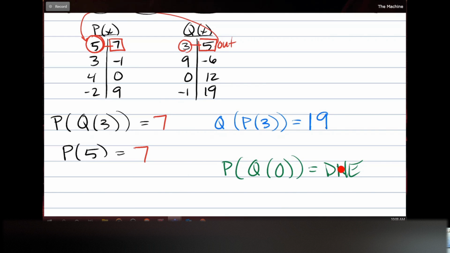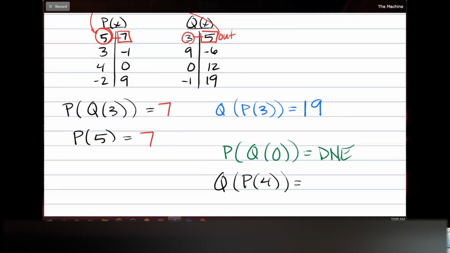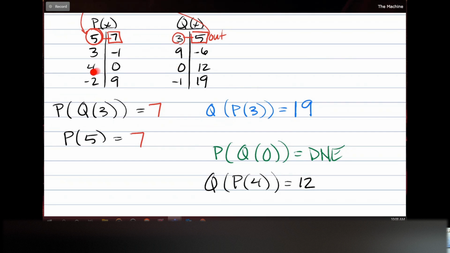Where did I get the 4 from? You got the 4 because you're associating this point right here with this point right here. I was just like, okay, 0 to 12, P of 4. Do I have an input of 4 on P? Yes. What's the output? 0. Find the input of 0 over here on Q. 12.